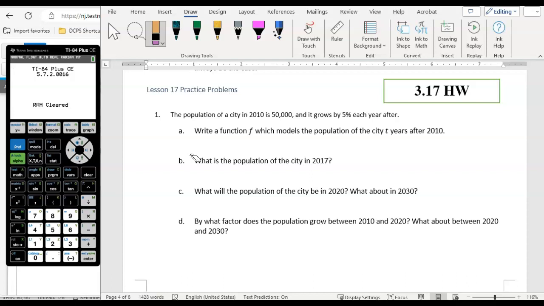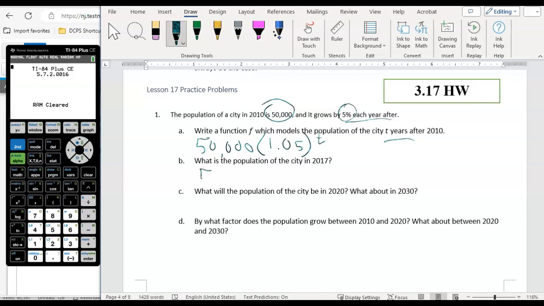All right, so we have the population of a city in 2010 was 50,000 and it grows by 5% each year. Write a function which models the population of the city T years after 2010. So here we have each year and we're talking about years, so we don't need to do anything specific to this. We're talking about what happens after a certain number of years. And so we're going to then multiply this by 1.05 because it is increasing by 5%, and we are talking about T years after 2010.